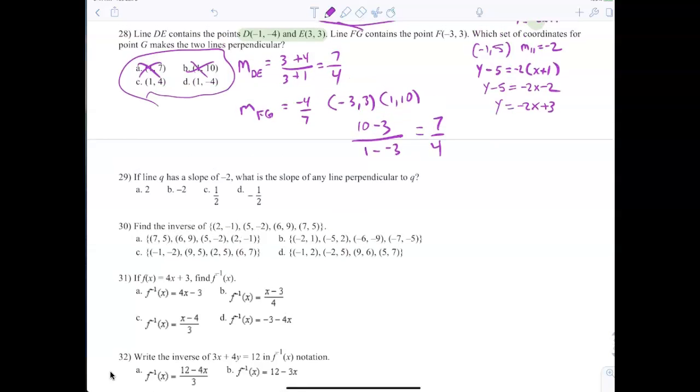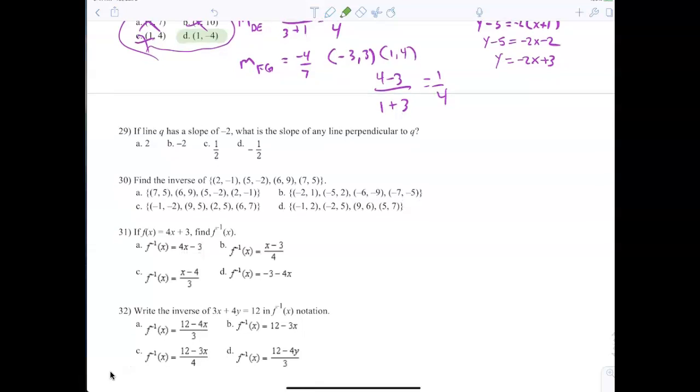So now let's try C, which is 1, 4. Let's see if that works. So 1, 4. So now 4 minus 3 over 1 plus 3, 1/4. So clearly that is not the right answer. So just my luck, the last choice has to be the right answer. We don't have to try it. So D. All right. That was annoying.